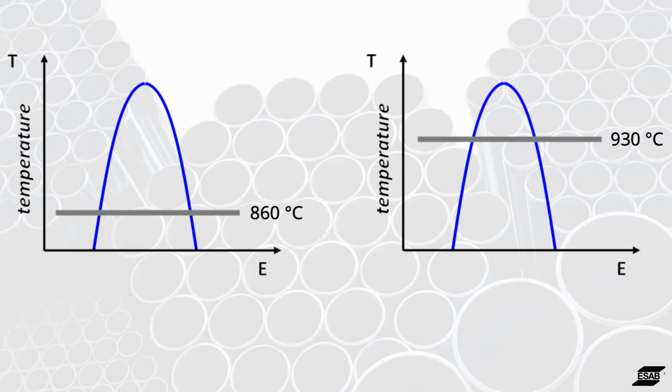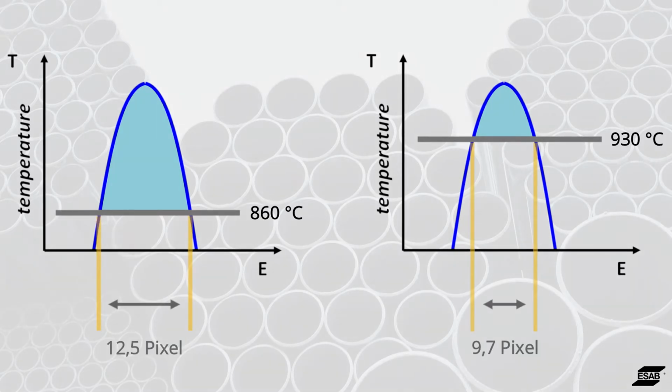As the temperature profile is only evaluated above the threshold, the set value defines the size of the processed profile. Therefore, the value of the threshold affects the calculation of the seam parameters, as the example of the seam width shows. The lower threshold leads to an increased calculated width.